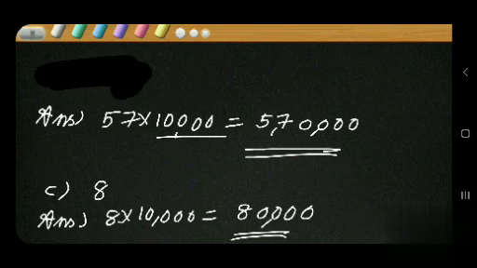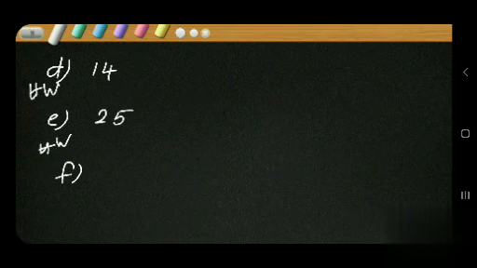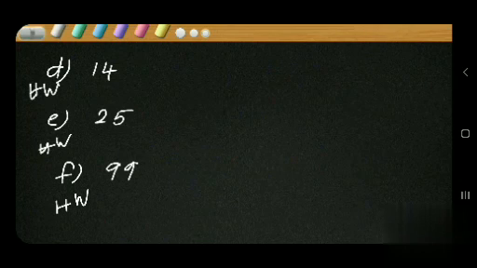Note down the homeworks from this session. D, E, F are homeworks. Very easy, no? Okay, D. The question is 14 into 10,000. Homework. E, homework, 25. F also homework, 9. Sorry, not 99, it is 9. Got it?